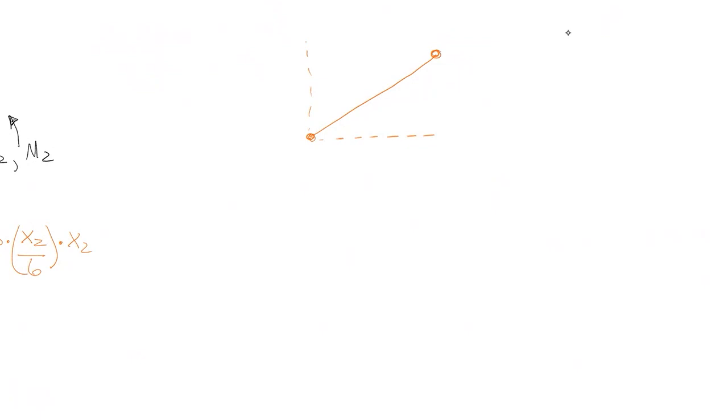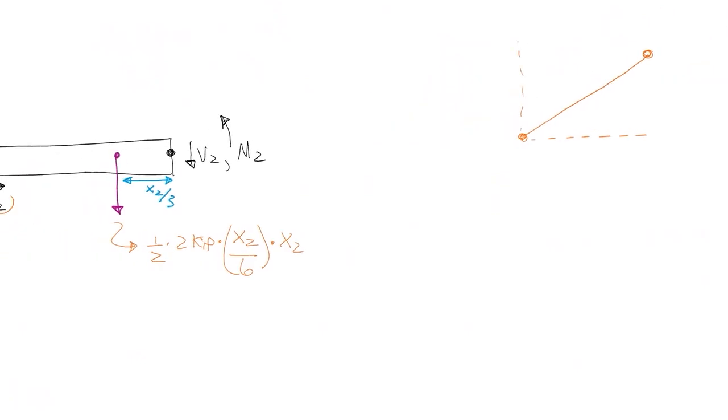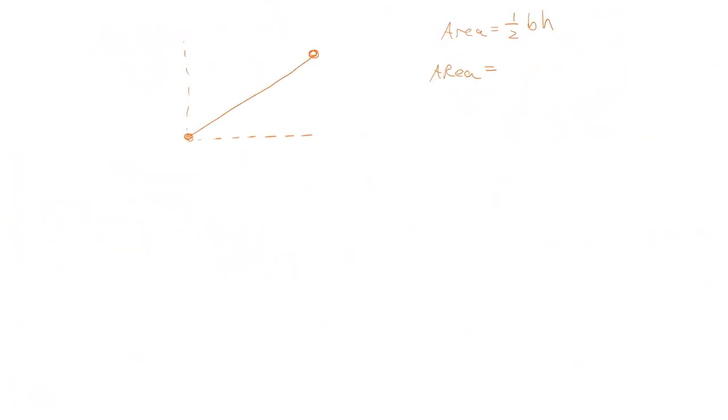So how do we get the triangle force, that distributed load? It's always the area that we need to find. What's the area of a triangle? 1/2 base times the height. Now, X2 is our base. Depending on how far we go, that's our base. We just need to figure out what the height of that triangle is at that certain distance.